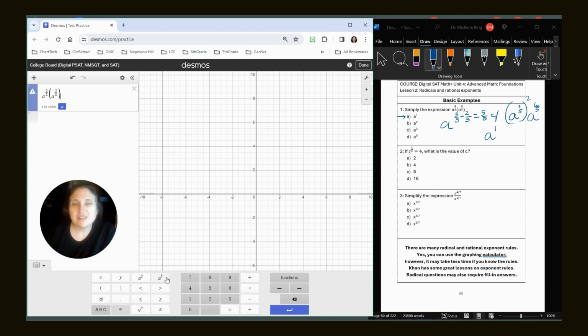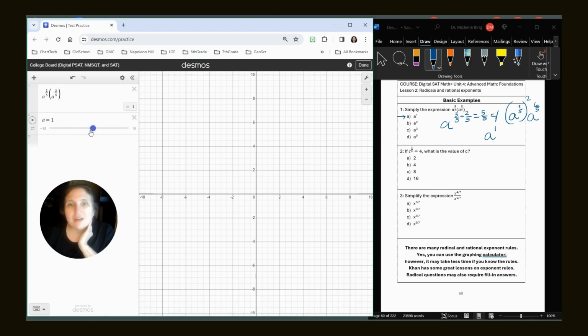Okay, so this doesn't equal anything. So then it says add a slider for A. So I'm going to add a slider, and we want to pick a number that's not like 0, 1, or 2. 5 works. So let's make it 5. So we know that this multiplied together is 5.